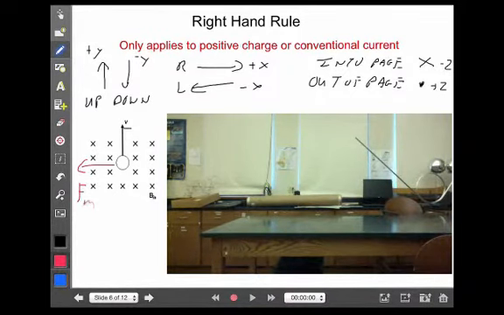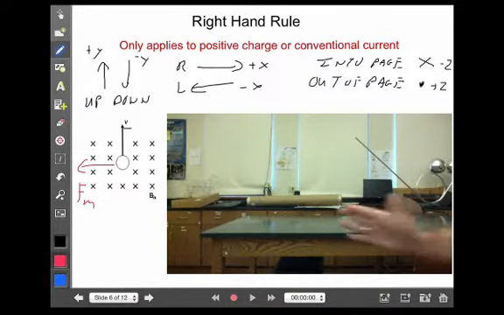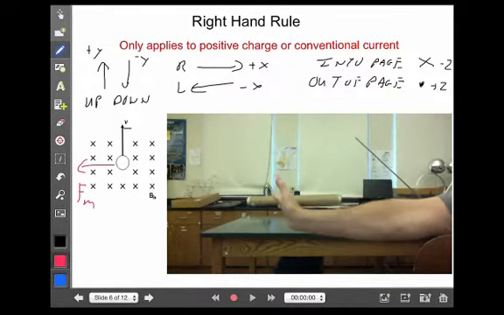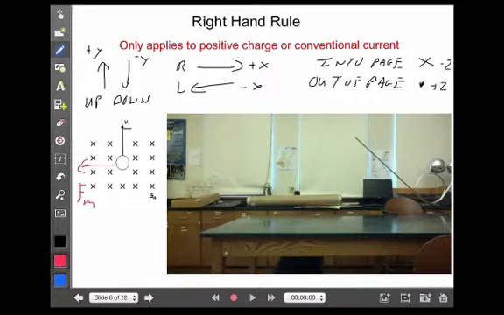What that means is that the magnetic force must act to the left. Because my thumb is up, my field is pointing into the paper, and I push to the left. That's the direction of magnetic force.